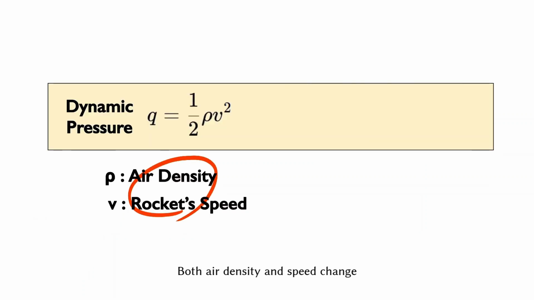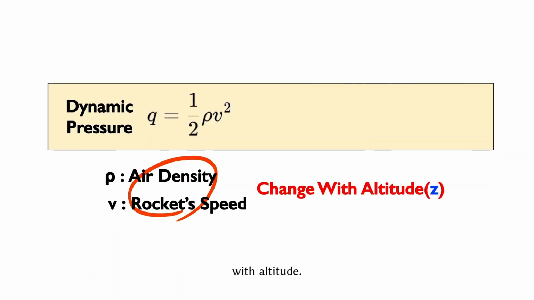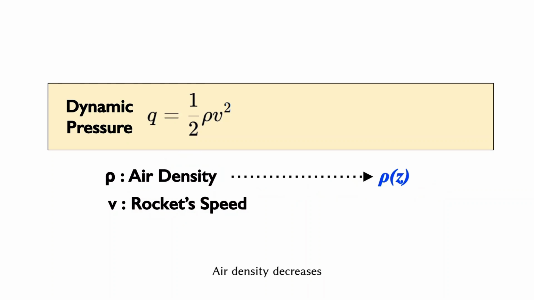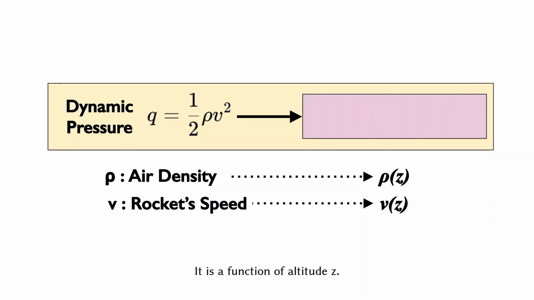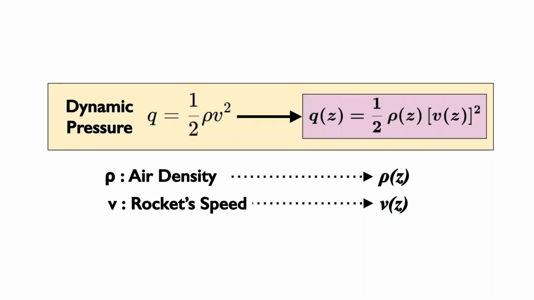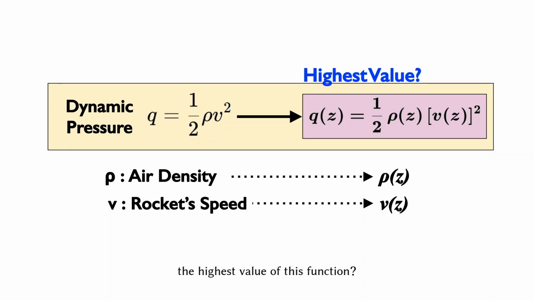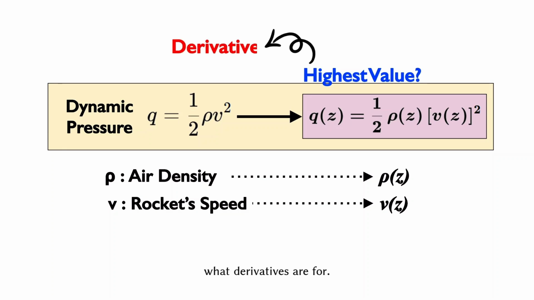Both air density and speed change with altitude. Air density decreases, speed increases, so dynamic pressure also changes with altitude. It is a function of altitude z. Now here's the question. How do we find the highest value of this function? This is exactly what derivatives are for.